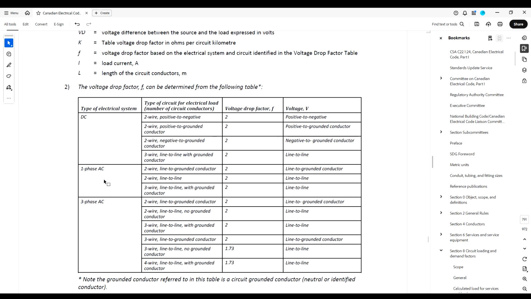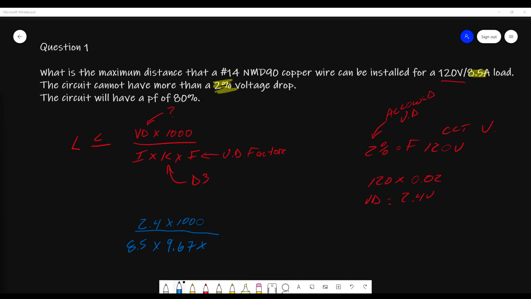So it's basically a single phase AC, 2 wire, line to grounded conductor, 2. And again, remember I said it's basically going to be 2 no matter what until you get to these last scenarios here, which is 3-phase AC installations. But for this question, it's 2. So just enter 2.